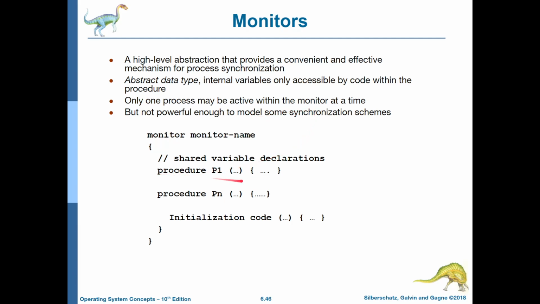So you have various procedures. The whole monitor can only be accessed by one process at a time. So process 1 can access procedure 1, but no other processes can access any other procedures to make this work. Now, mind you, monitors are not always powerful enough to model some synchronization schemes, but they are very helpful.